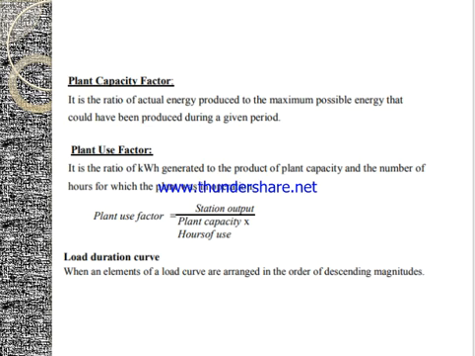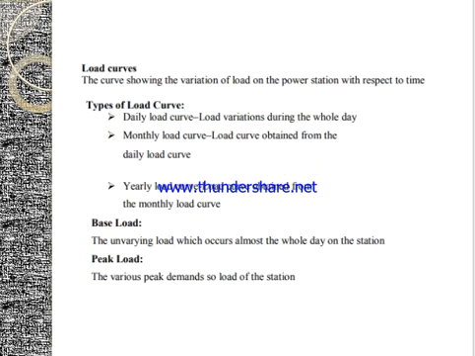Next is the load duration curve. This is the most important one. When the elements of a load curve are arranged in the order of descending magnitudes, we have a load duration curve. And what does a load curve mean? The curve showing the variation of load on the power station with respect to time. It gives you the actual consumption of electricity. There are different types of load curves, namely daily load curve, monthly load curve and yearly load curve. Each load curve has its individual emphasis and necessity.